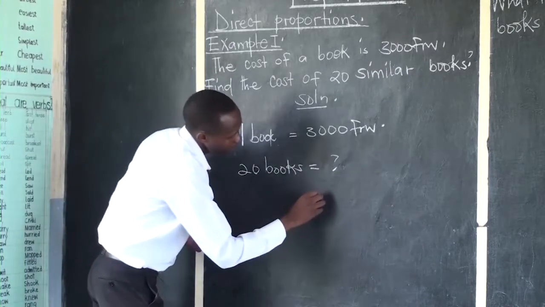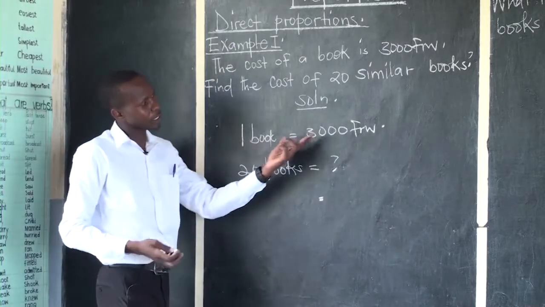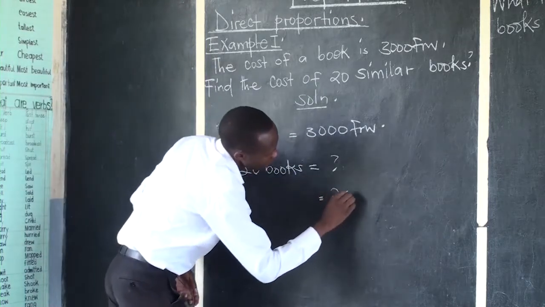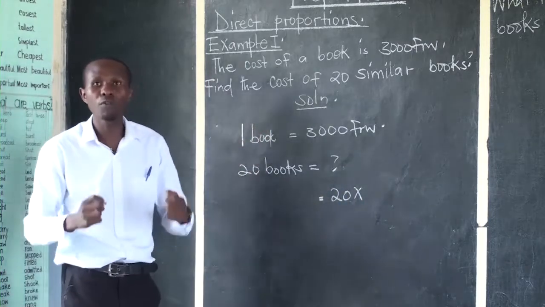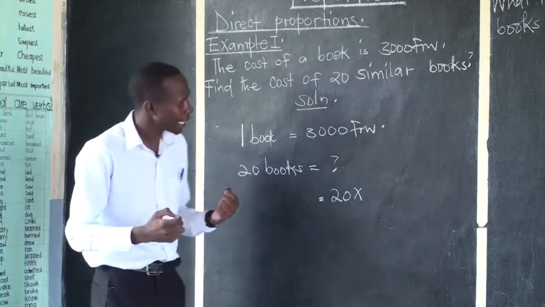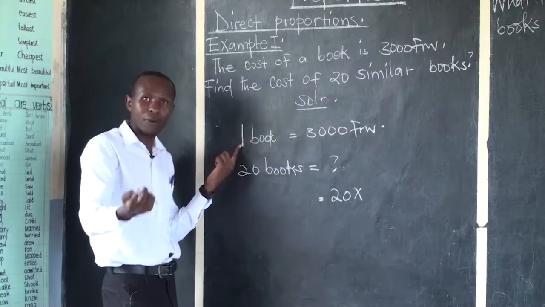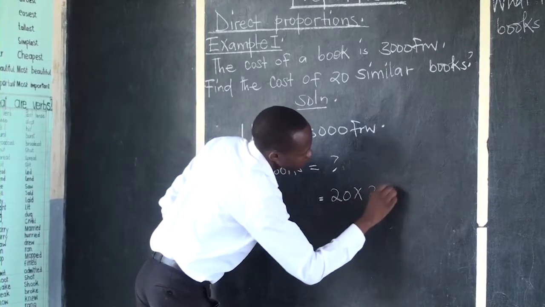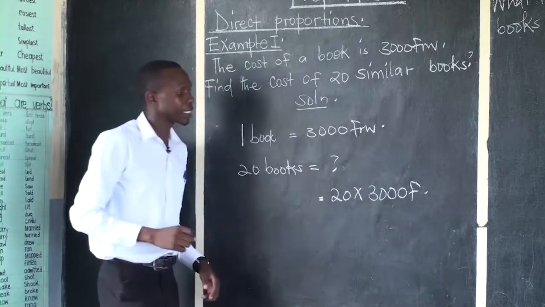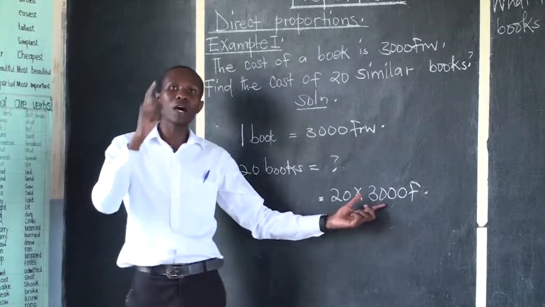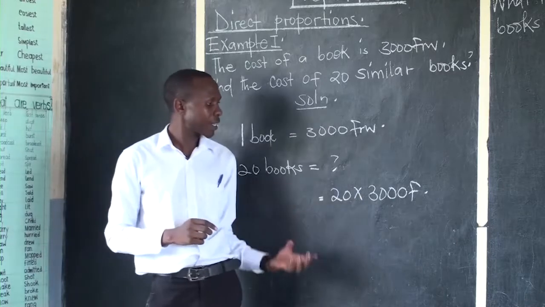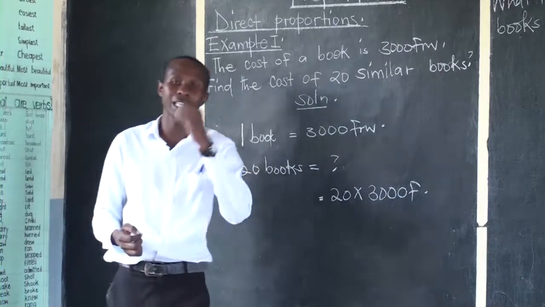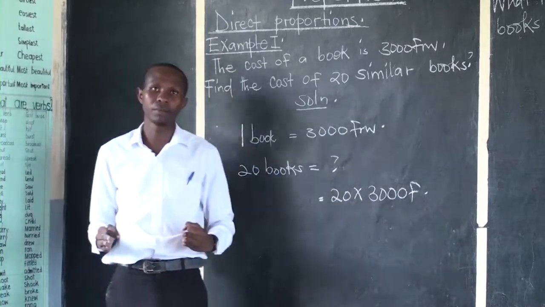We shall say, if one book is equal to this amount of money, that is 3,000, then 20 books will be 20 times the amount of one book. And the amount of one book is already identified as 3,000. So we shall say times 3,000. Friends, this 3,000 is the amount for one book, but you want to buy 20 books. So we get 20 books times 3,000, meaning that every book is sold at 3,000, but you are going to buy 20 of them.